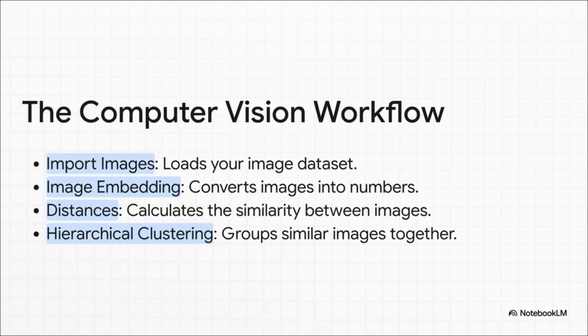The workflow for computer vision is, you guessed it, just as visual and intuitive. First, we import our images. Then comes the magic part, the image embedding widget. It analyzes each picture using a powerful network and turns its visual features into a unique numerical signature. From there, the distances widget compares all those signatures to see how similar the images are. And finally, hierarchical clustering automatically groups the most similar images together for you.